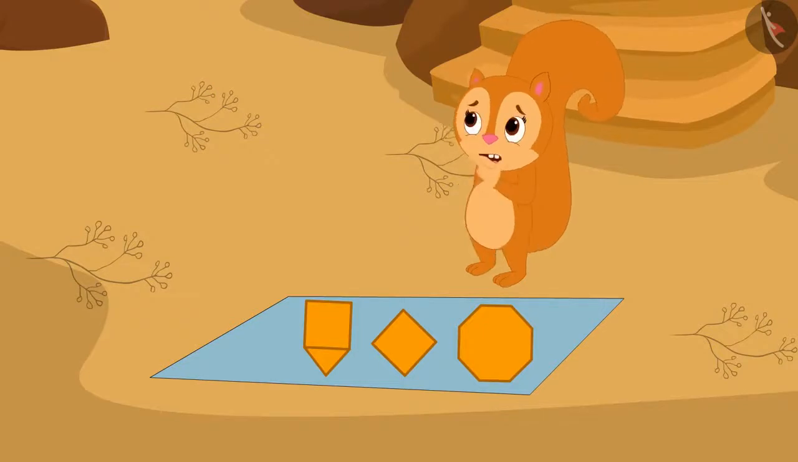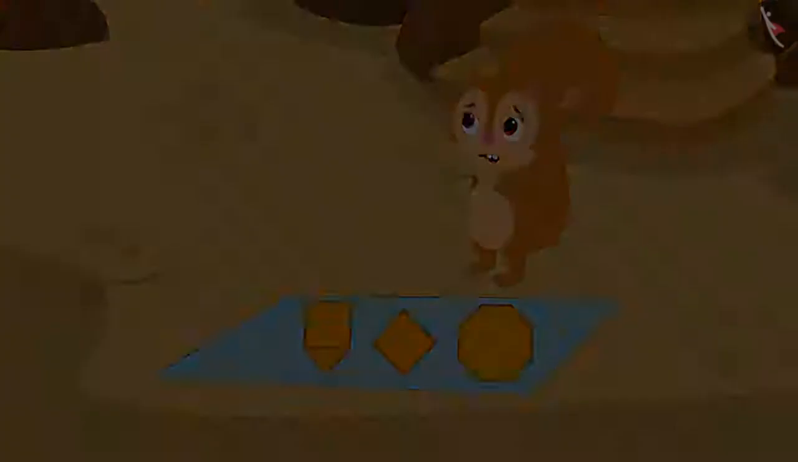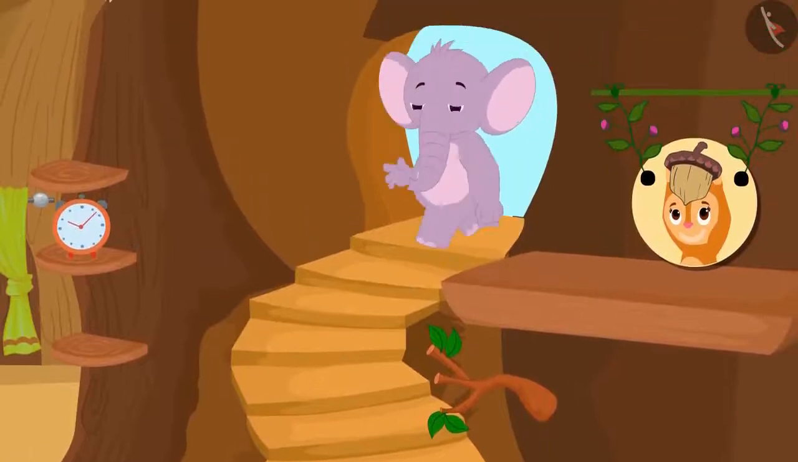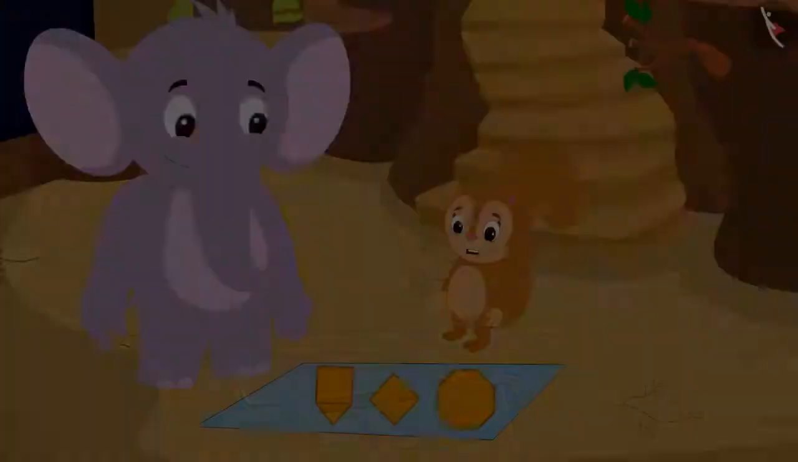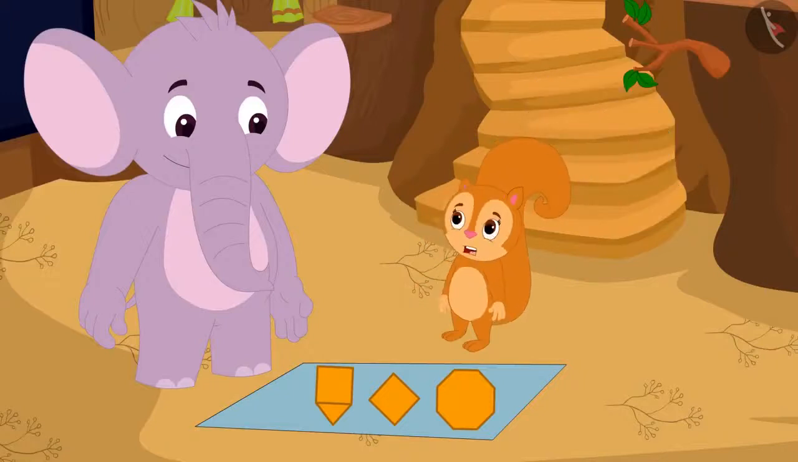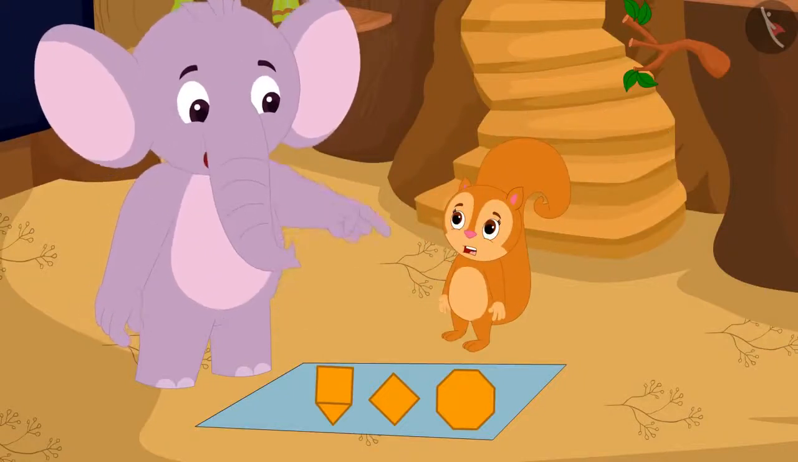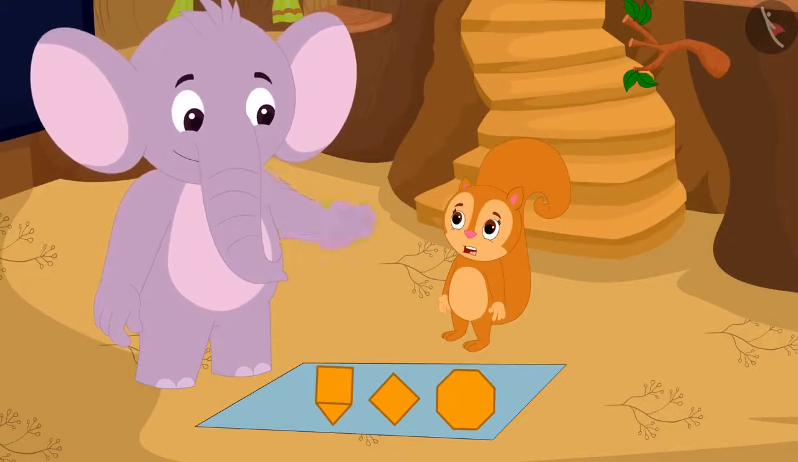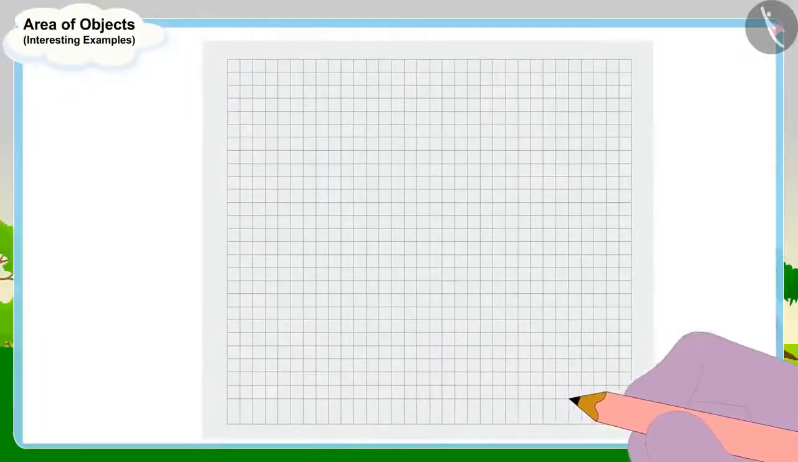Chanda got absorbed in thinking. Just then, Appu came to her house. Chanda asked this question to Appu. That's it. It's very easy. Appu told Chanda and quickly drew equal squares of 1 centimeter edges on a paper.